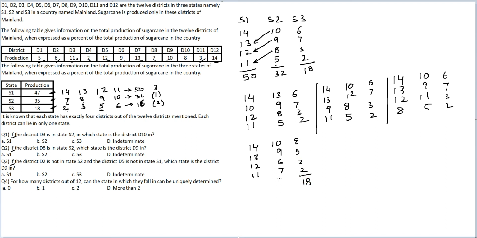I'm reaching a total of 18 here. But here I'm reaching a total of 32, and here I'm reaching a total of 50. So I have to shift something from S2 to S3 so that a rectification of 3 happens.